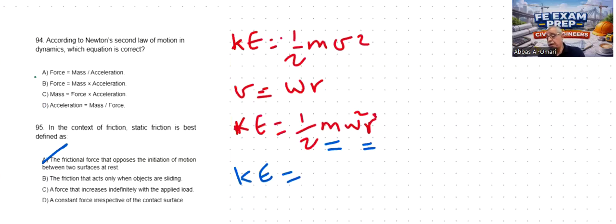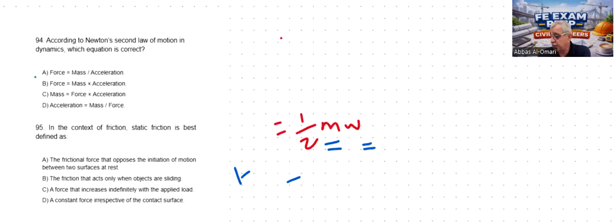according to Newton's second law of motion in dynamics, which equation is correct? This is Newton's second law. Also, this question repeats. We know that Newton's second law is force equals ma, force equals mass times acceleration. This is a very basic question.